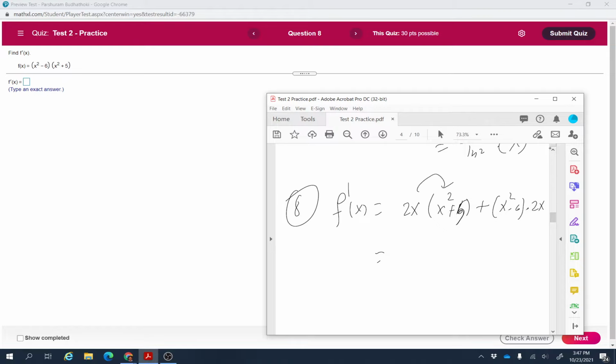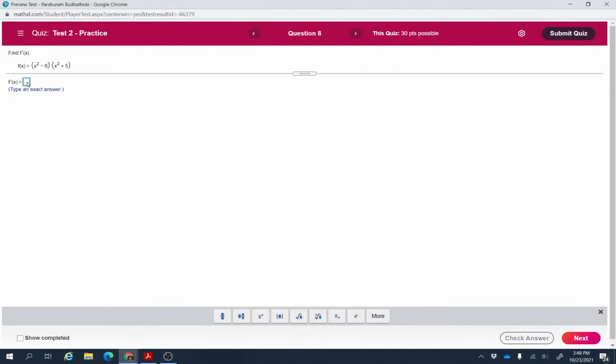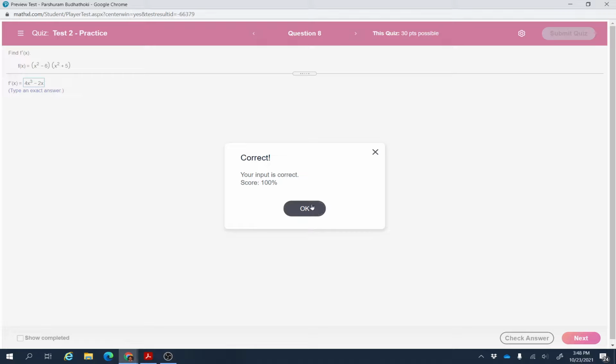Now you can just distribute this 2x here, this 2x here, and then combine the like terms, which is 2x cubed plus 10x plus 2x cubed minus 12x. So 2x cubed plus 2x cubed is 4x cubed. 10x minus 12x is minus 2x. So the simplified form is 4x cubed minus 2x. That's right.